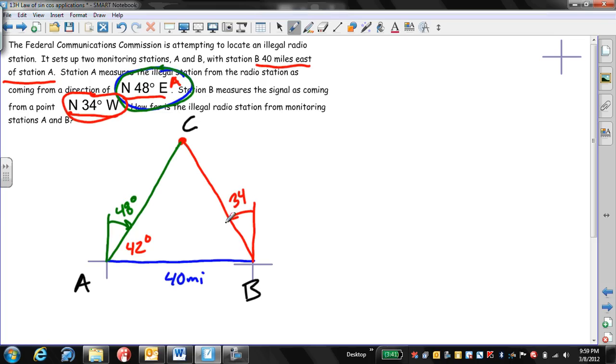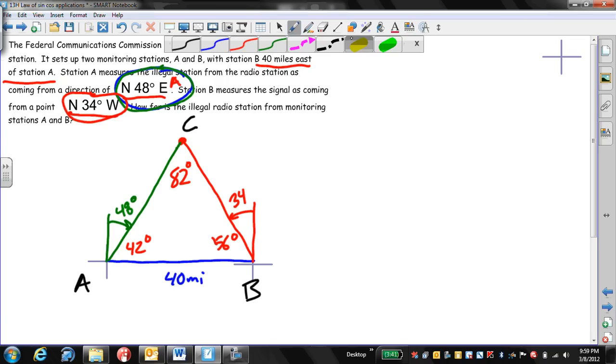If this is 34 degrees, then we're going to rotate down and call this 56 degrees. Since we have ourselves a triangle, we can add them up to 180, find a missing angle, and this is going to be 82 degrees as well. Okay, so now we have three angles filled in. So if we want to figure out how far it is from station A to the legal station, from station B to the legal station, these here are simply little b and little a, just for location. And again, across here is little c.